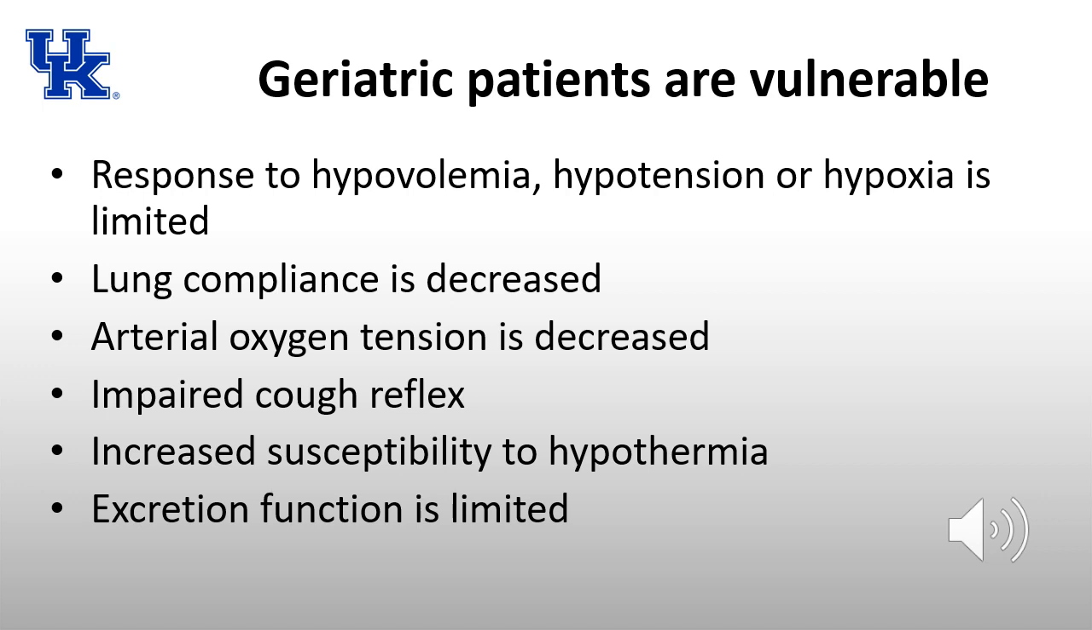Overall, the speed of reflexes is reduced, and we see this most in the impaired cough reflex, and therefore less ability to protect the airway. Overall metabolism is reduced, with less body fat, and therefore elderly patients are more susceptible to hypothermia. And overall excretion function is limited. Primarily the renal function, the tubular excretion, is affected.